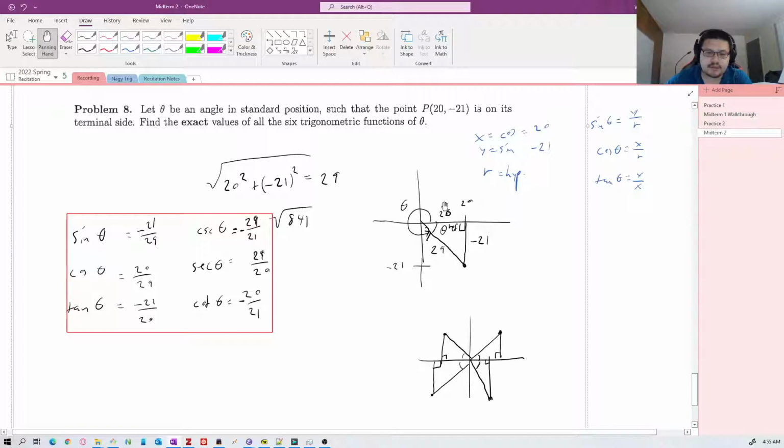That's important. And then we have what? So 20, minus 21, and then you see that this is of length 20. This is quote unquote length negative 21, and then this is 29. How do you get 29? Using the Pythagorean theorem, you square 20, square negative 21, add them, put it in the square root. That gives you the hypotenuse length, which, of course, we would plug into a calculator.